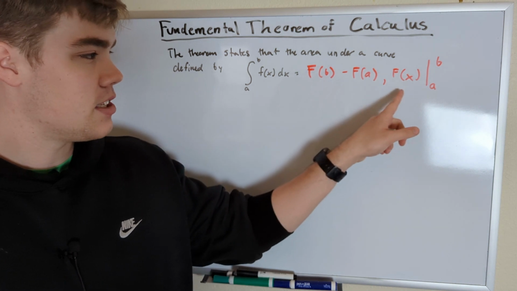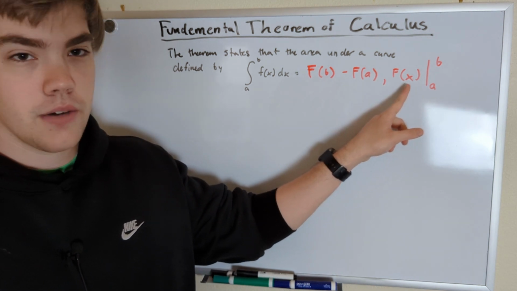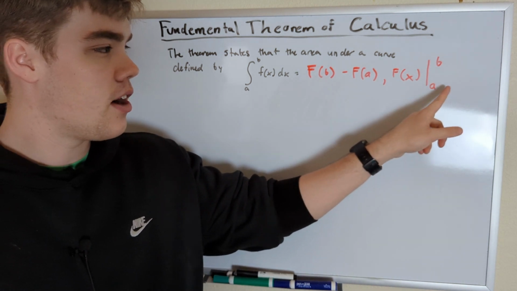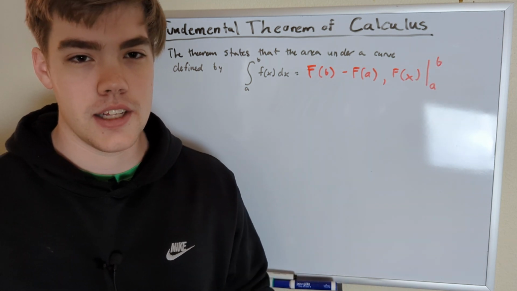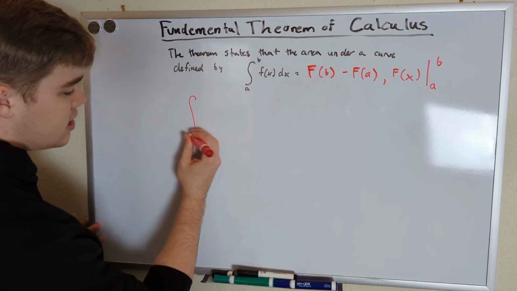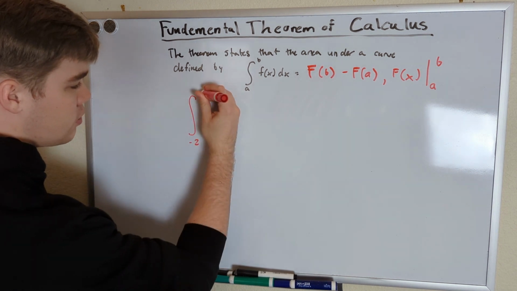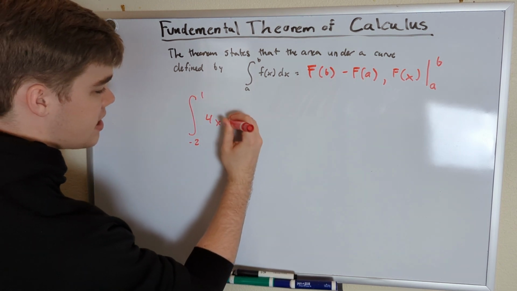It can also be written with this line here, so you'd write x squared here, which was our antiderivative, from a to b. Let's do a couple examples. It's pretty easy to figure out once you do a couple of them. Let's start with something easy. Let's do the definite integral from -2 to 1 of 4x dx.